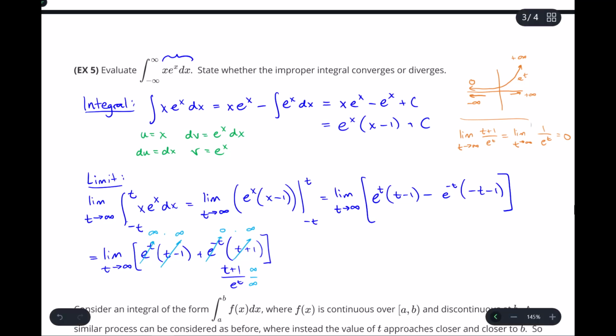All right, so since this is going to 0, and this is going to infinity, I think it's safe to say that this entire thing is going to infinity, which means that this limit, or the integral, diverges.